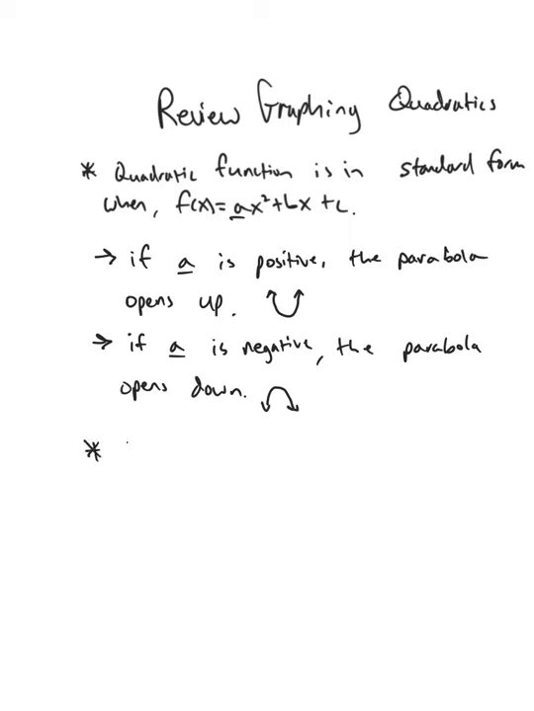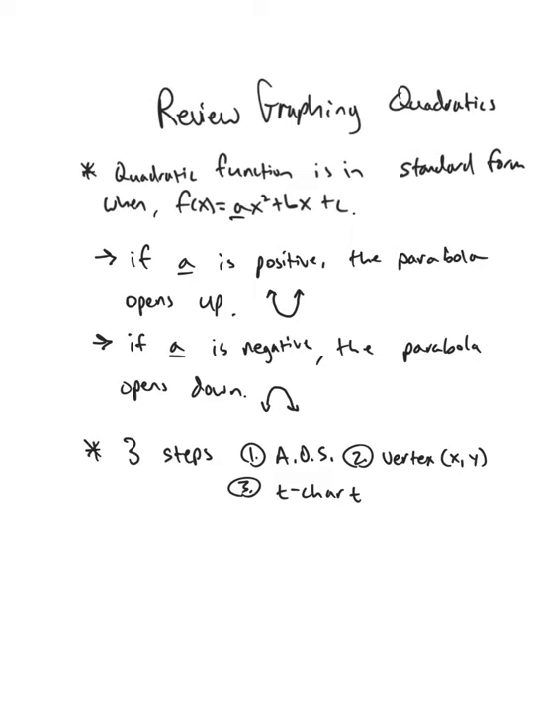Other note, graphing a quadratic takes 3 steps. The first is finding the axis of symmetry. The second is finding the vertex. Guys, the vertex is an x, y ordered pair. And then the third step is making a t-chart. So really pretty simple if you can follow along with these 3 steps. I'll do a couple examples here.